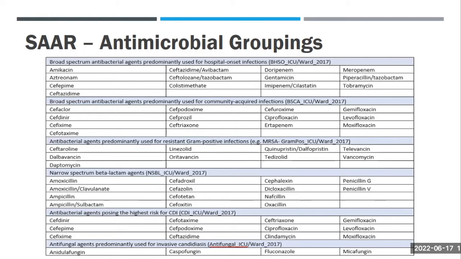There's a grouping for C. difficile infection risk. So these are going to be your antibiotics that are more likely to cause C. difficile infection, specifically your later generation cephalosporins, clindamycin, as well as the fluoroquinolones. And then lastly, there's a grouping available for invasive candidiasis. These are going to be your antifungals, primarily your echinocandins, as well as fluconazole.